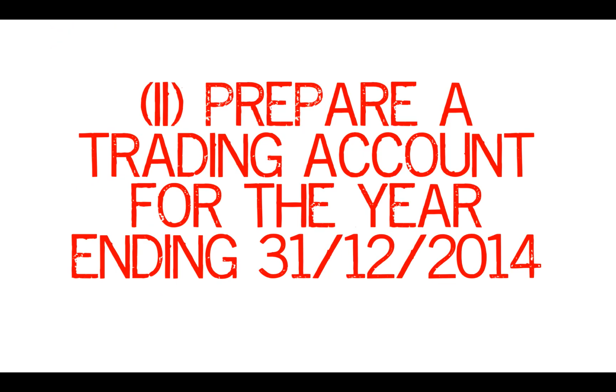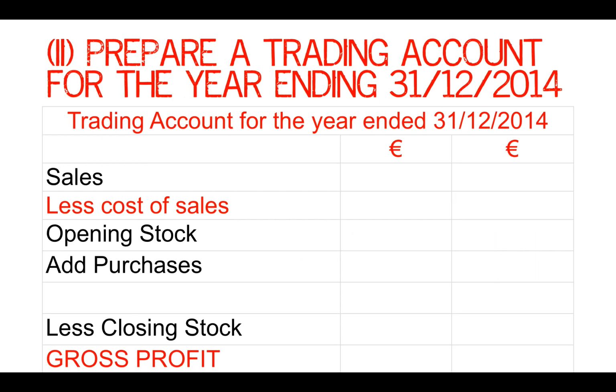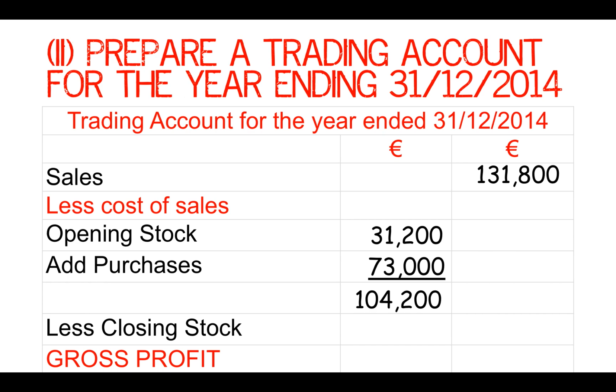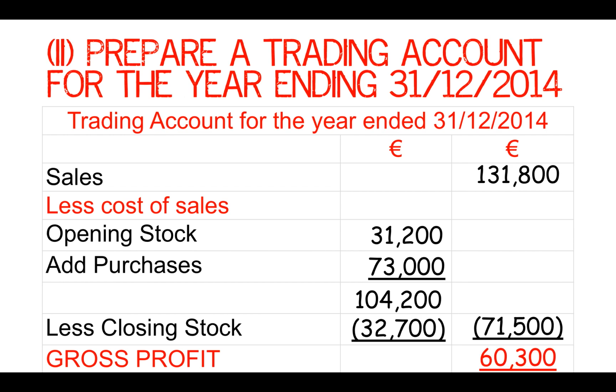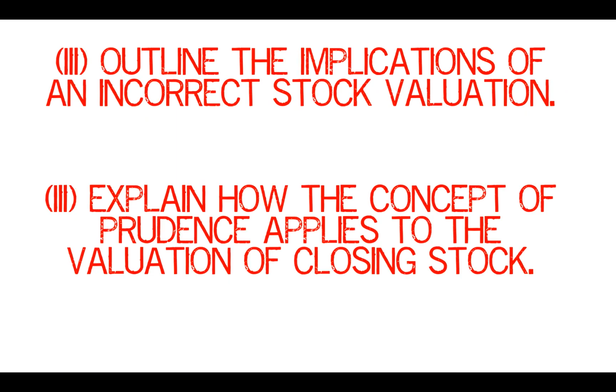Okay, part 2. Prepare a trading account for the year ending 31st of the 12th, 2014. All right, so let's go. So the sales, €131,800. Less cost of sales: opening stock, 31,200. Add my purchases, 73,000. Take away my closing stock that I have just calculated using the FIFO method, 32,700. And then the cost of sales is 71,500. When you take that away, that gives you a gross profit of €60,300. Okay, so that is part 2 complete.